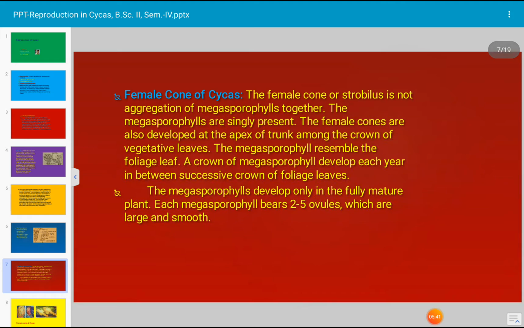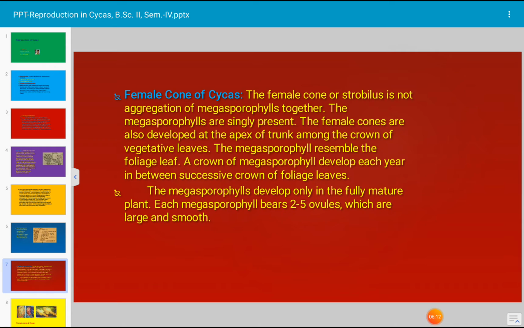Let us see the details of the female cone of cycas. The female cone is also known as strobilus. The female cone or strobilus is not aggregated. The megasporophylls are not aggregated, they do not form a cone-like structure. The megasporophylls are singly present.